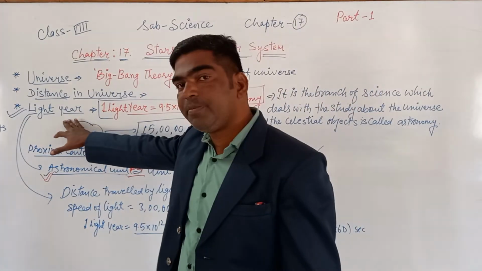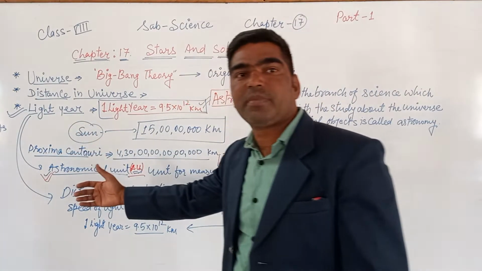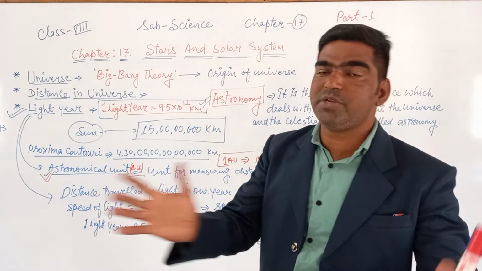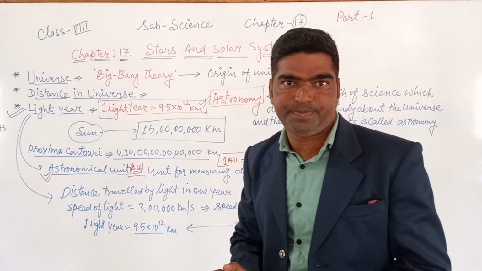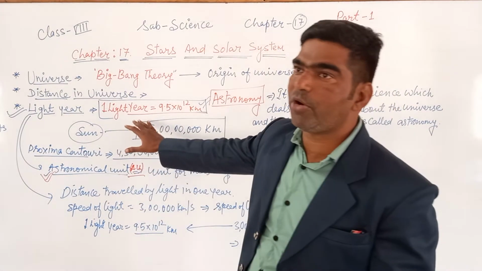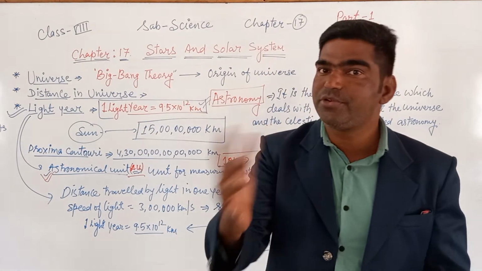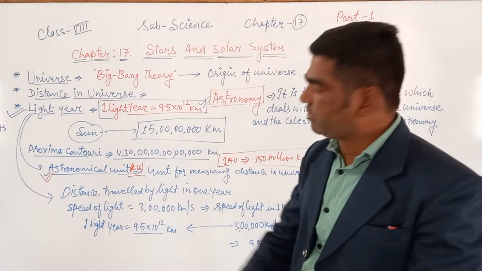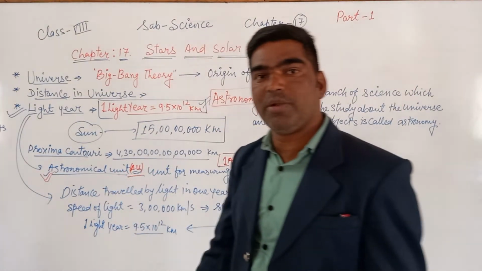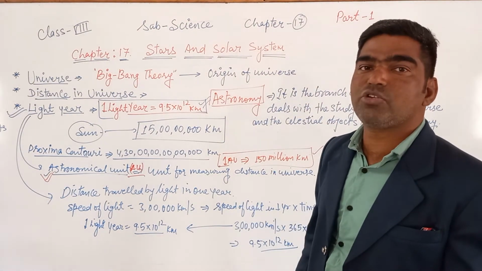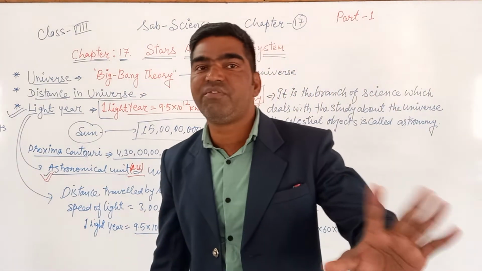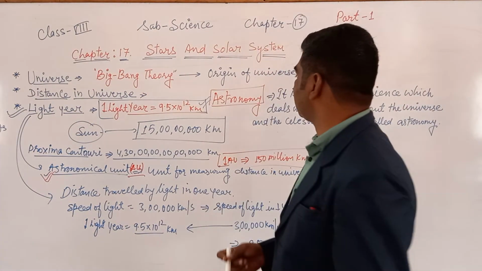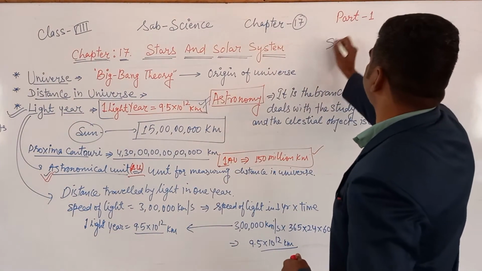One is the light year. 1 light year means the distance traveled by light in 1 year, means the speed of light into time. Okay, and that is equal to 9.5 into 10 raised to power 12 kilometer. And second unit we have astronomical unit, which is commonly known as AU. One astronomical unit is equal to 150 million kilometer. Now next we are going to discuss about the stars.